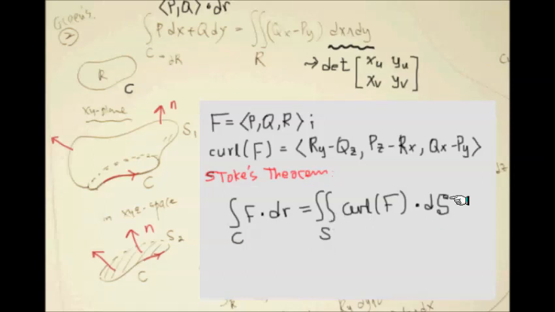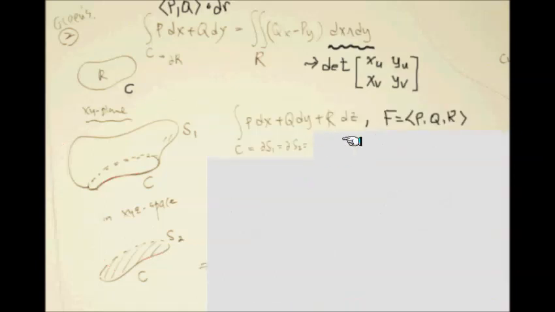When we actually calculate this, we use the orientation of the surface, namely the direction where the normal vector is pointing, and that should be consistent with the orientation for the curve we have in here, and that's the part of the statement.